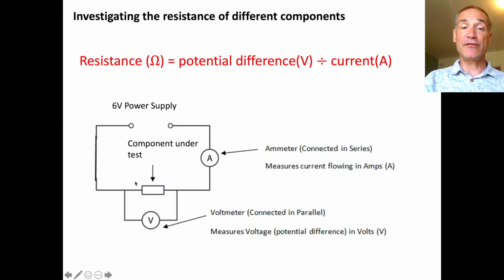So what you could do is you could take the bulb or the buzzer under test, you'd attach it to a power supply, maybe 6 volts, and you'd measure the voltage across your bulb, your component, by connecting the voltmeter in parallel. And of course you'd put the ammeter in series to measure the current flowing through the component, and just measure both of those and do potential difference divided by current, and then you could tell me which has the higher resistance, the buzzer or the bulb.